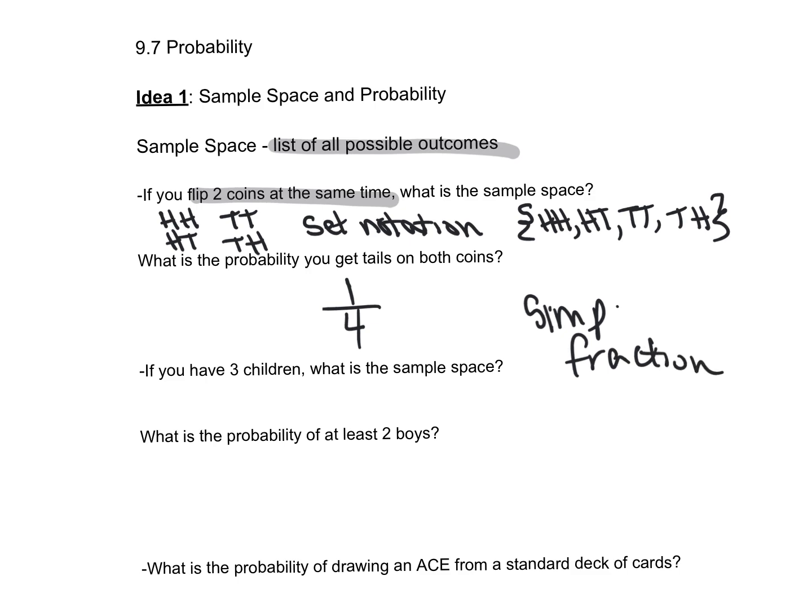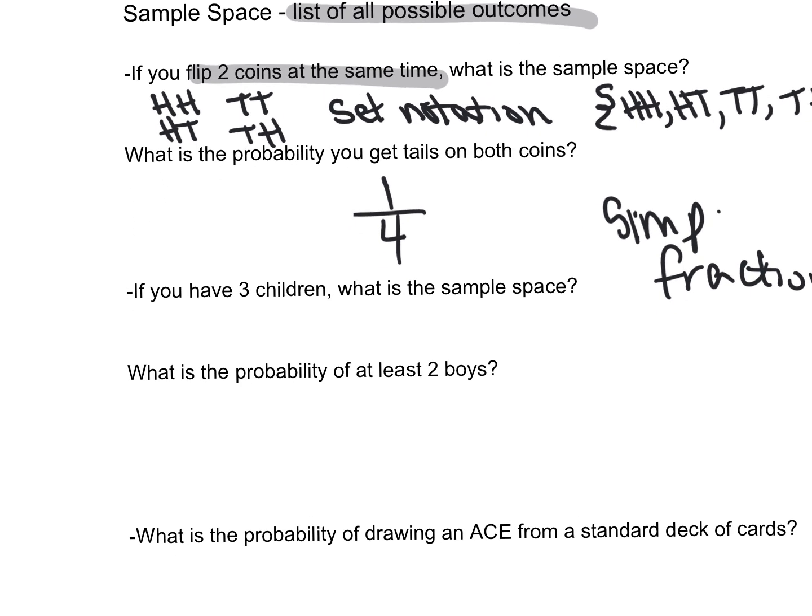Okay, so if you have 3 children, what is the sample space? Okay, well, let's list them out. Let's go ahead and put that list in set notation. We could have 3 boys. We could have 2 boys and then a girl. We could have a boy, girl, boy. A boy and then a girl and a girl. 3 girls.